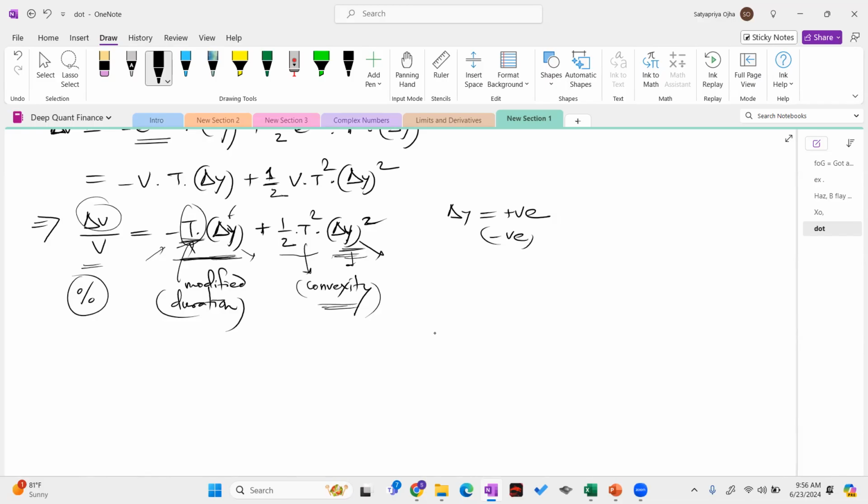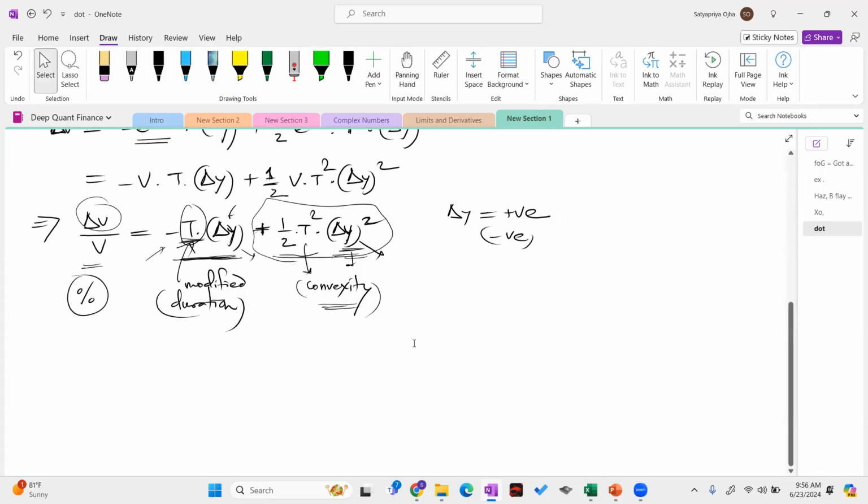Same thing for options also. When you see options, the gamma component helps if you are the option holder. It does not matter whether call or put. If you hold the option, then gamma helps you. It is always a positive lift, irrespective of the sign of delta y, positive or negative.